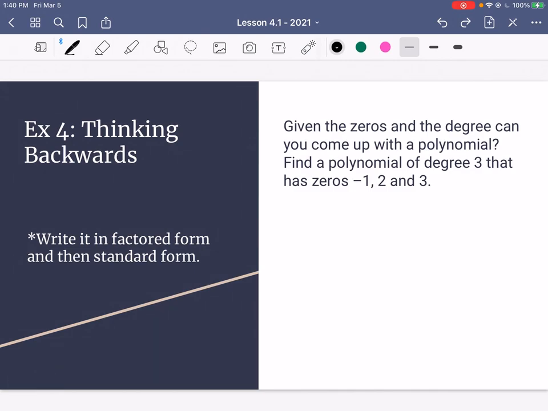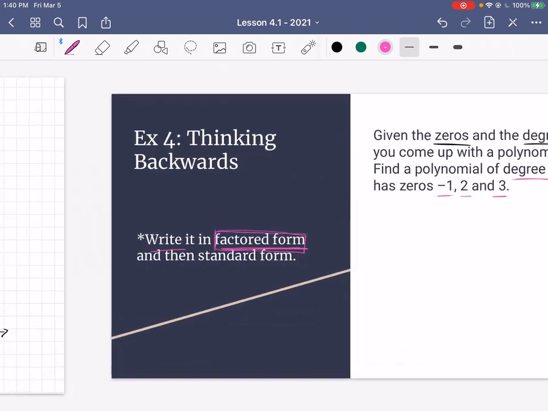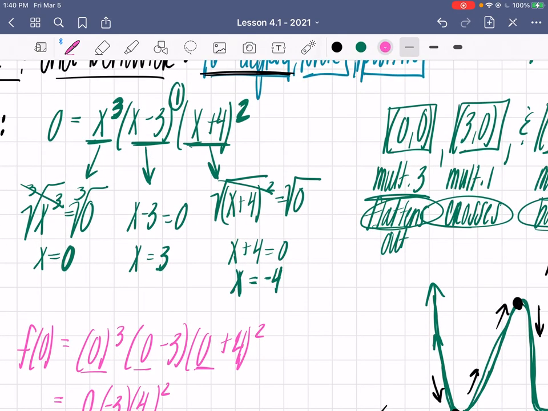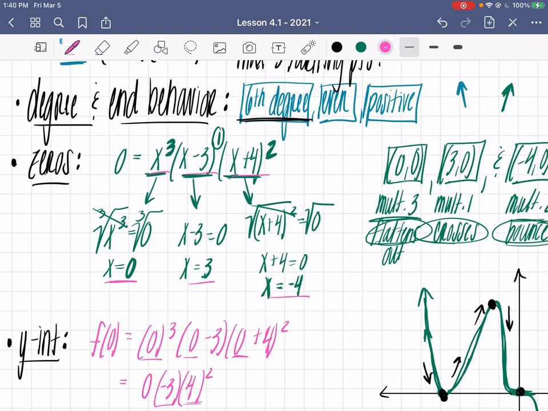Last but not least is when we think backwards about these types of problems. If you are given information about the zeros and the degree, can you come up with an equation for the polynomial? And the answer is yes. So oftentimes we are going to write it in factored form first, and then we are going to rewrite that in standard form if we need to. So this one says, find a polynomial with degree 3 that has zeros at -1, 2, and 3. So if we think about our zeros, they are always the opposite sign of what we start with up here because of the process of zero product property.